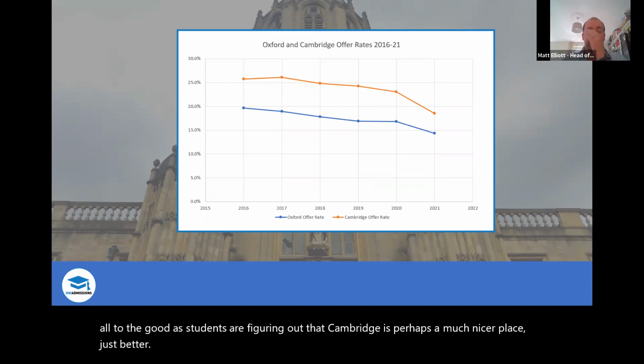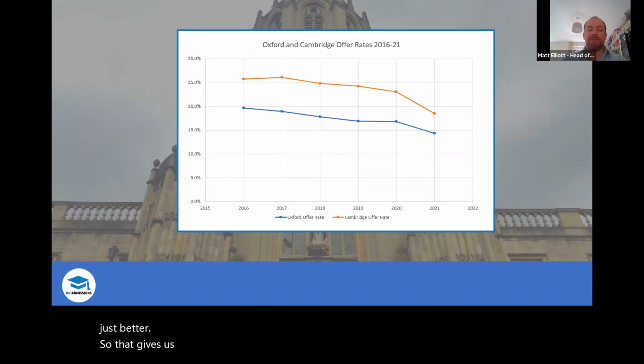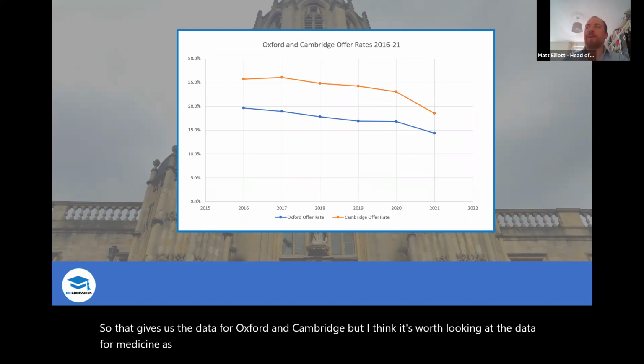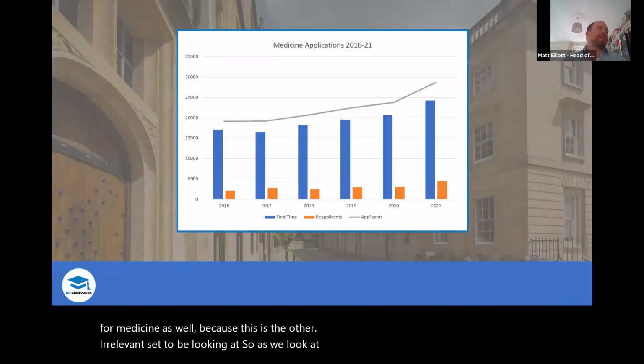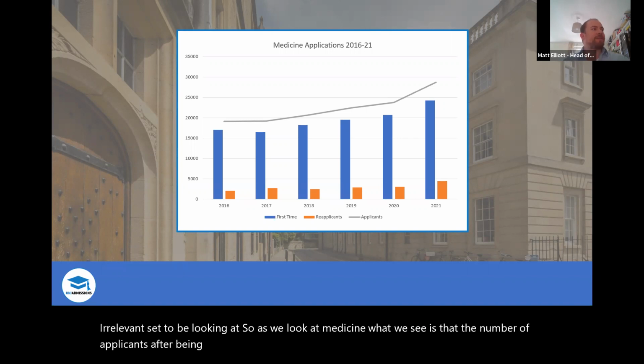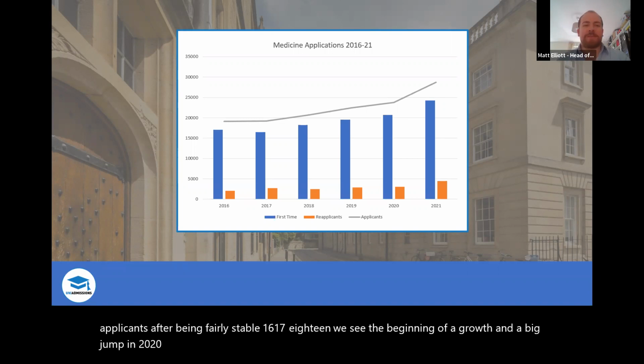So that gives us the data for Oxford and Cambridge, but I think it's worth looking at the data for medicine as well, because this is the other really relevant set to be looking at. As we look at medicine, what we see is that the number of applicants, after being fairly stable, 16, 17, 18, we see the beginning of a growth and a big jump in 2021. Something must have happened that made people more interested in medicine. I can't account for it myself.